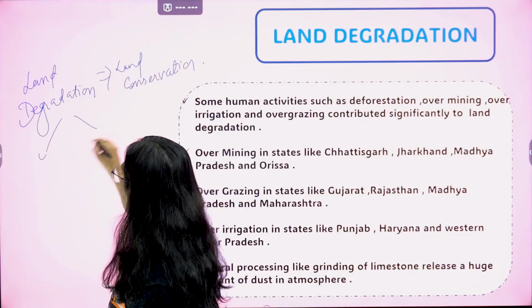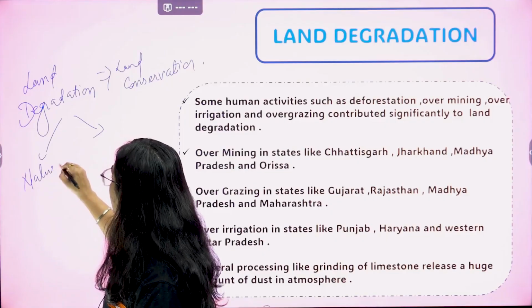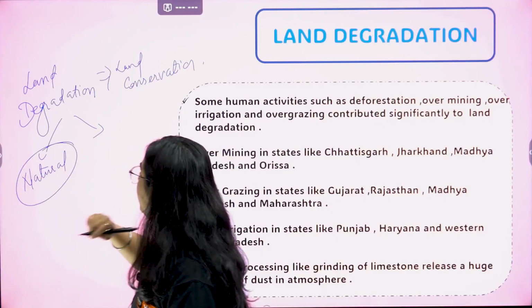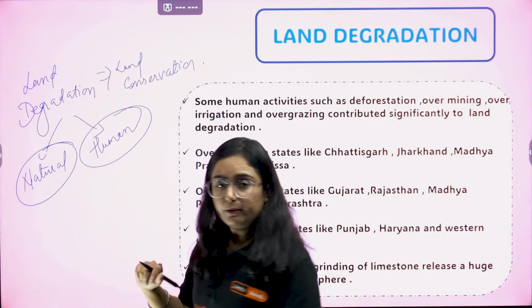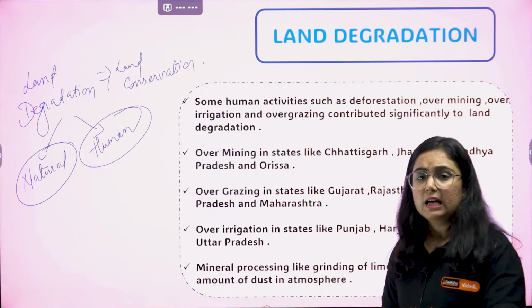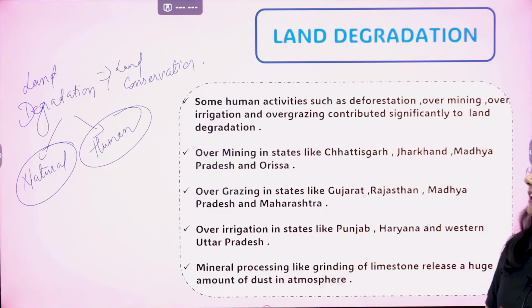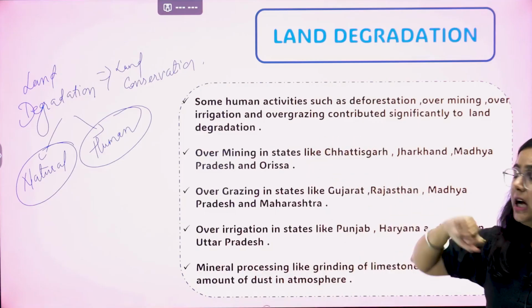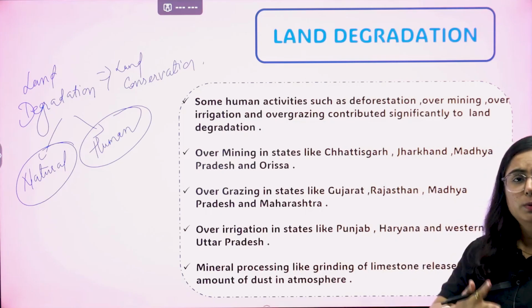Land degradation is caused by two factors: either it is naturally affected or degraded, or it is through human factors. We are going to talk about that. For example, earthquake, volcano, or tsunami lead to land degradation. Here we are going to focus on land degradation by human factors.